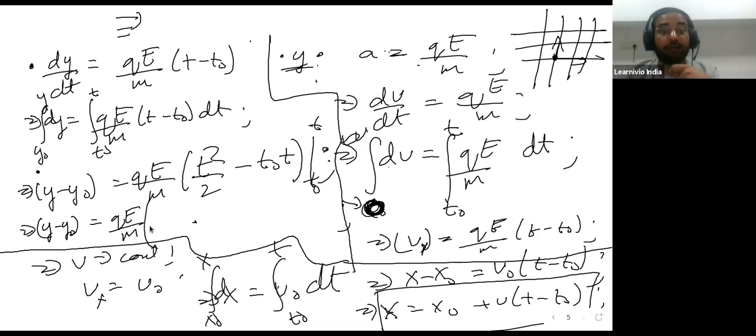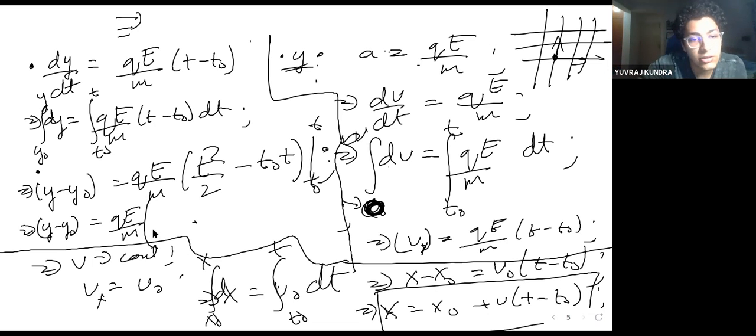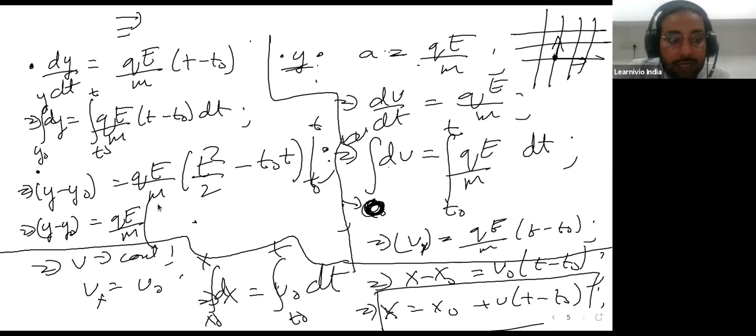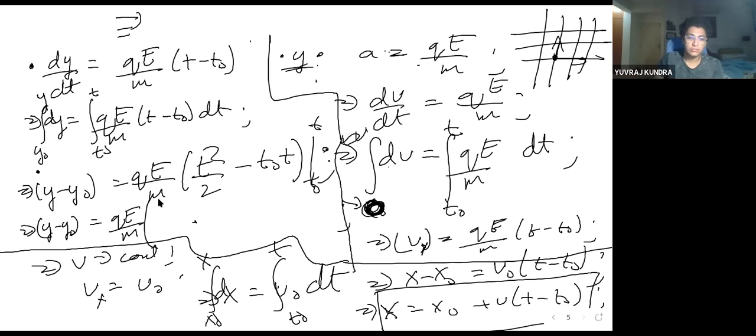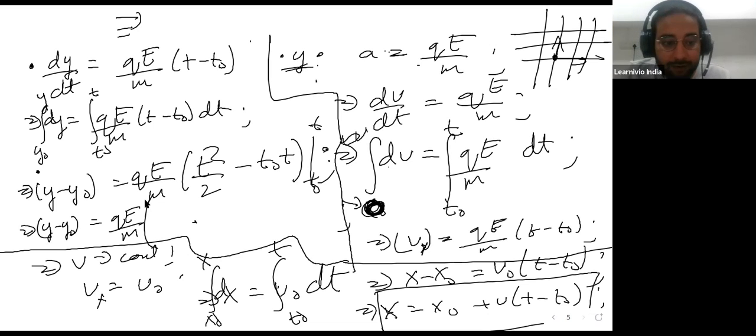T naught is just the initial time, whatever time you're starting at. When we differentiated T naught, wouldn't we get T naught raised to power 2 upon 2? See, T naught is a constant. Okay, T naught is a constant, so the derivative of that will be zero.